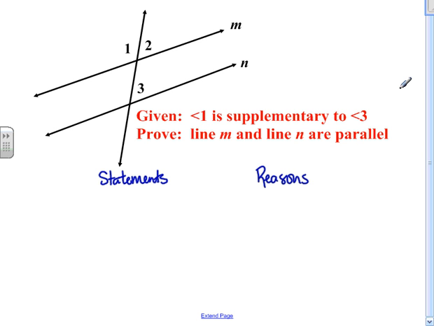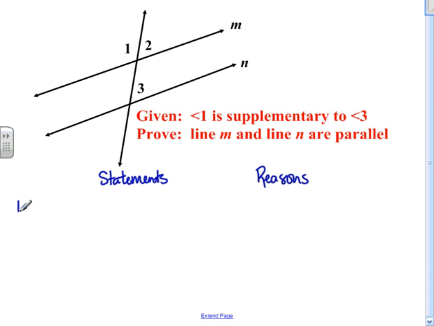This short video has two proofs on proving lines parallel. So my suggestion to you is that you hit pause right now and look over the given information and see if you can write a two-column proof. Let's go over it together and see how you did.